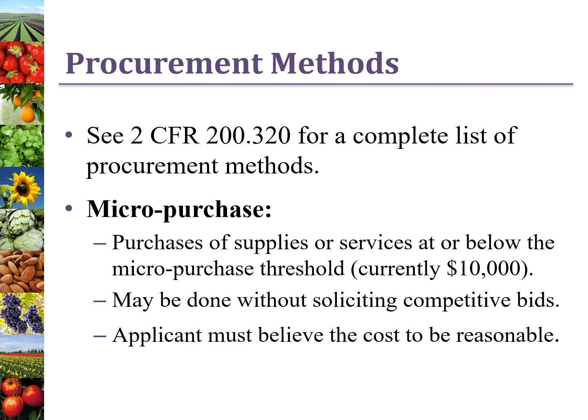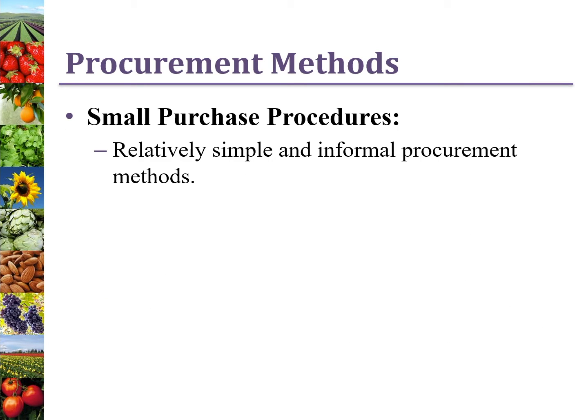First is procurement by micro-purchase, which is defined as acquisition of supplies or services at or below the micro-purchase threshold, which is currently $10,000. These may be done without soliciting competitive bids, so long as the applicant believes the cost to be reasonable. Next is procurement by small purchase procedures.